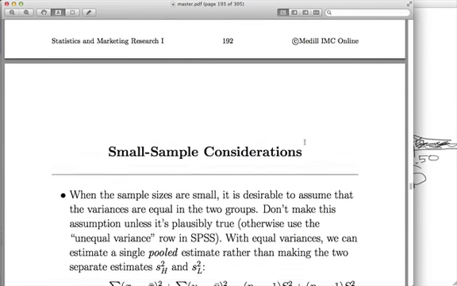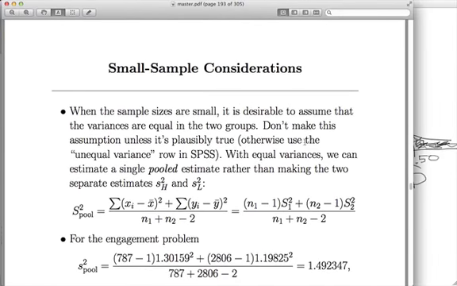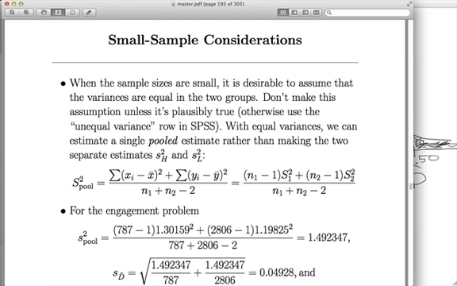So if you're going to assume equal variances, what you can do is get one grand or pooled estimate. Pooled meaning you're going to pool all your data together. And here's the formula for that. If x's are the measures of one sample, y's are measures of the other, what we're going to do is take all these squared deviations, x from its mean, add to that all the squared deviations of y from its mean. So this numerator is just giving you the sum of all squared deviations from the respective means.